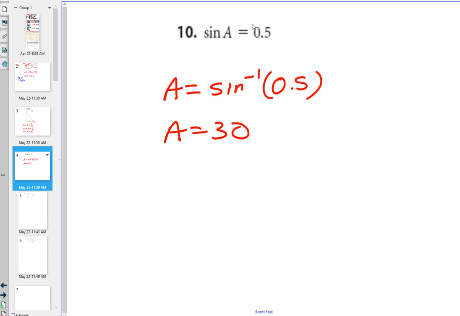Yeah, this is something that, other than with special rights, it just happened to be that, look at the angle that you got. Wasn't this one of the angles from the special right triangle? 30, 45, or 60. So maybe this could be done in your head.